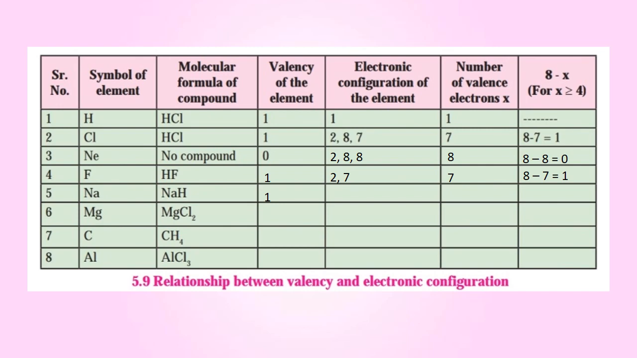For Na, that is sodium, valency is 1. 2, 8, 1 is the electronic configuration. Number of valence electrons 1. Again, we'll put a dash. Why dash? Because if x is less than or equal to 4, we do not have to solve the last column. We have to solve it only when it is more than 4. For Mg, valency is 2, 2, 8, 2. Number of valence electrons 2, and the last again a dash. The 7th and the 8th one, you all try out, students.